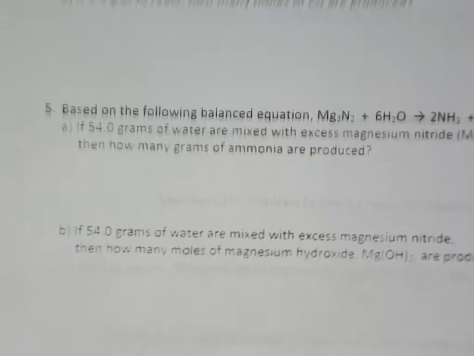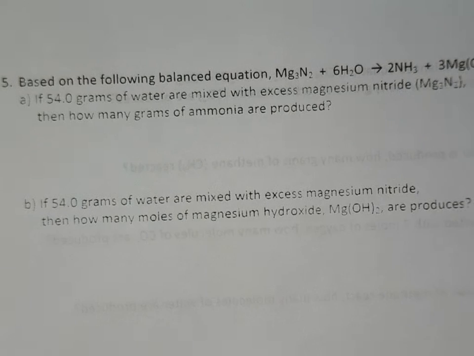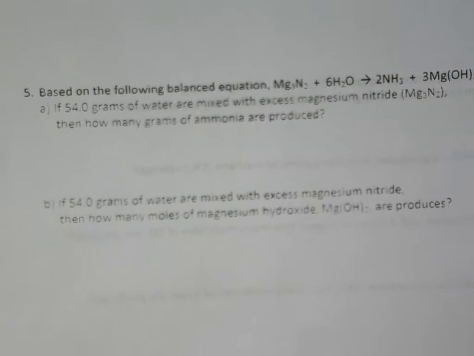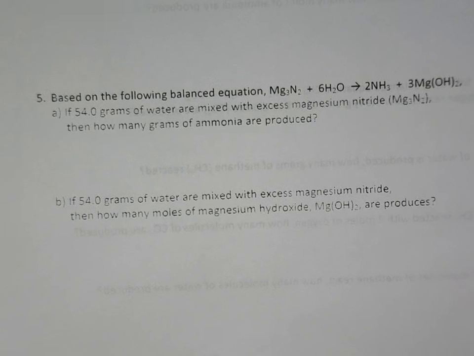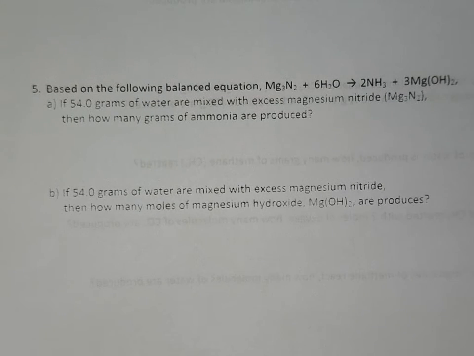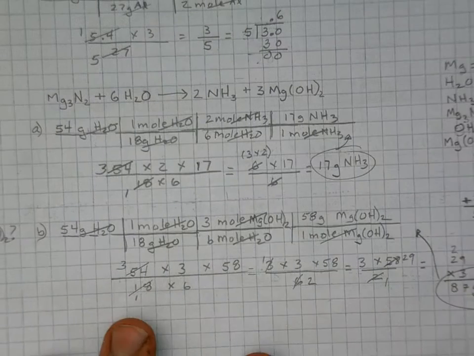And lastly, question number 5. So we've got magnesium nitride reacting with 6 waters, reacting to form 2 ammonias and 3 magnesium hydroxides. So let's take a look now at our answers right over here for number 5.